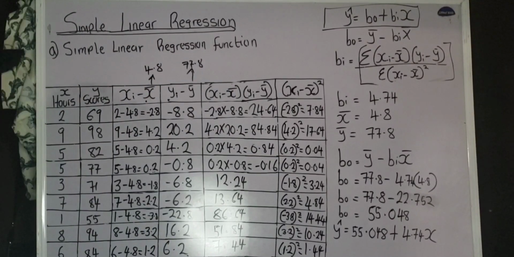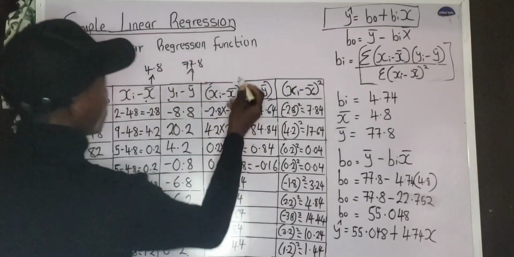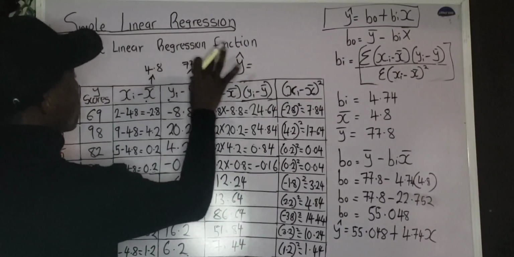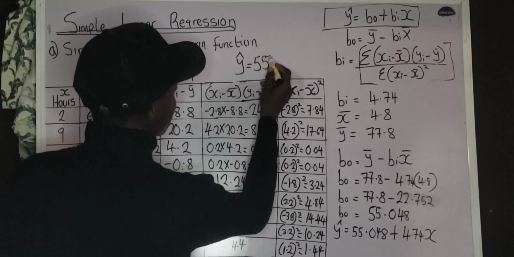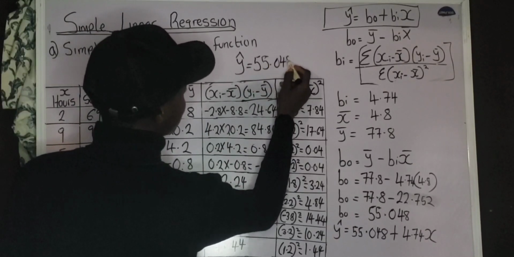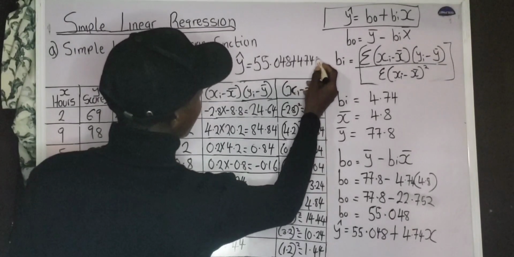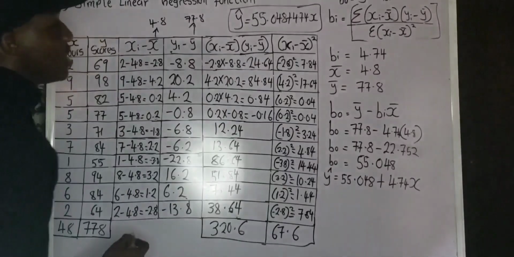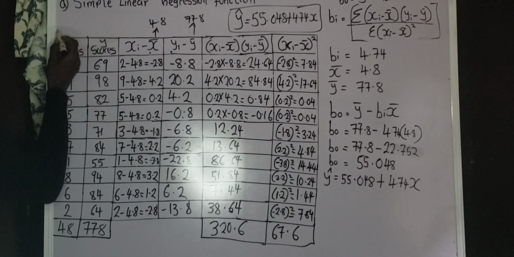You understand what I'm saying? That is the predicted value of y is equal to 55.048 plus 4.74x. This is the simple linear regression function that we are asked to find. This is the regression equation that we are asked to find. Okay, now the question proceeds that if the value of x is 3, that is question B.